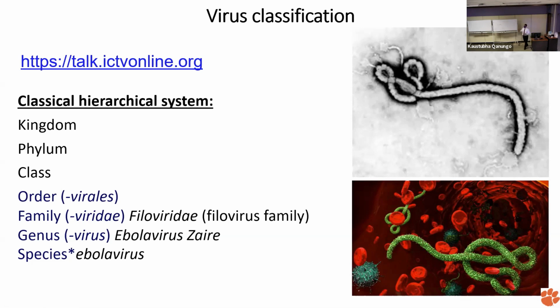Say for example, the Ebola virus, again, you do not have to remember it here. The Ebola virus has a minus sense, negative sense RNA, and one RNA. So the order is known as Mononegavirales. Mono means single, nega means it's a negative sense RNA, Mononegavirales. That's how it is. And then the family is Filoviridae, the filovirus family, filamentous virus. And the genus is Ebolavirus, and the species Zaire ebolavirus.